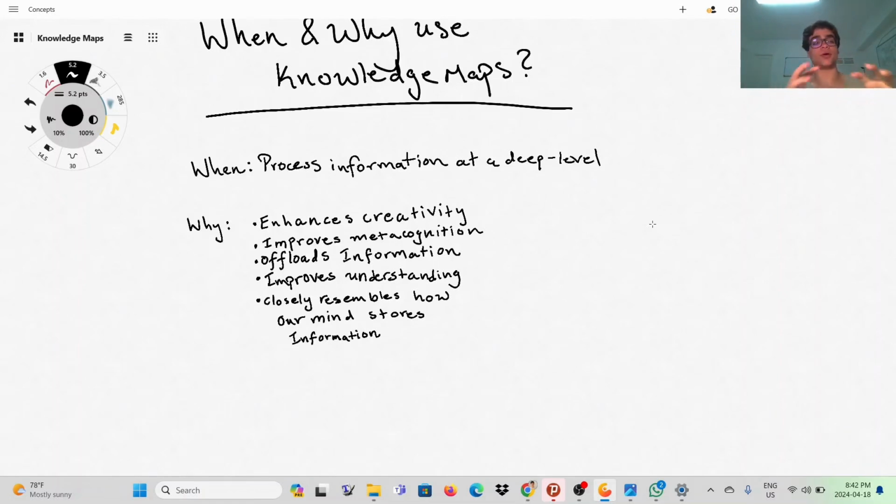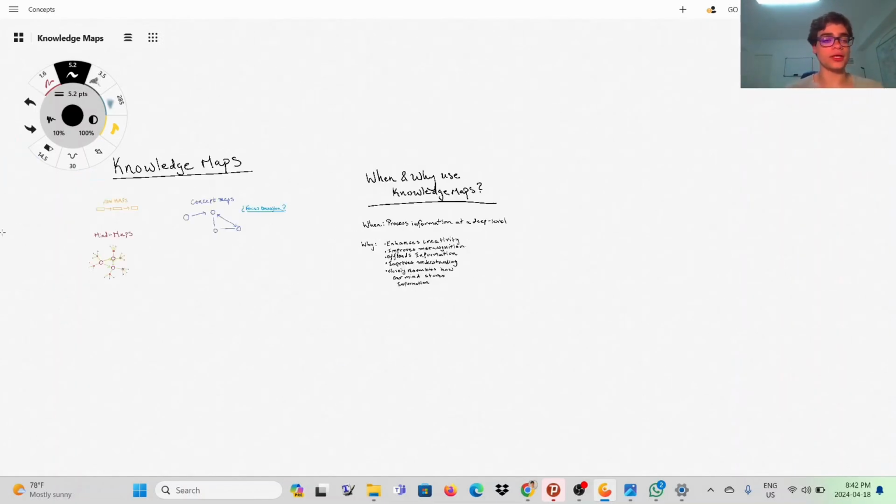Improves understanding. So knowledge maps are really the go-to when it comes to generating connections. And if we can think about understanding as generating connections between ideas, then certainly it does that. All right, so these are some of the reasons why it's so effective, at least the main ones. Now let's actually get back to the different knowledge maps that we had.